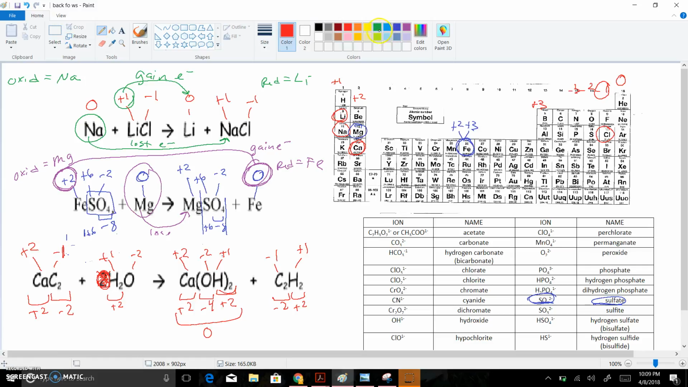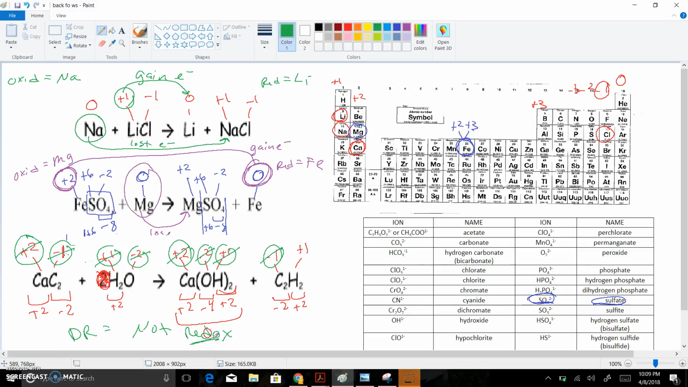I got to decide who's oxidized and who's reduced. Check out both sides. Calcium's a +2, calcium's a +2. They didn't change. Carbon's a -1, carbon's a -1. They didn't change. Hydrogen's a +1, hydrogen's a +1. They didn't change. Oxygen's a -2, oxygen's a -2. They didn't change. This is a double replacement reaction. This is not a redox reaction.